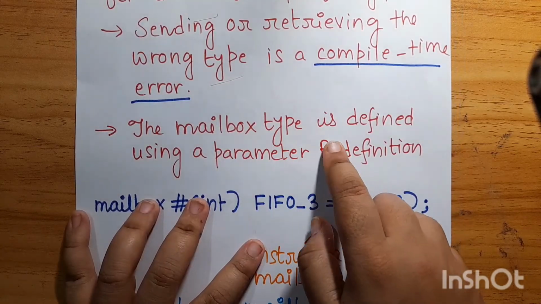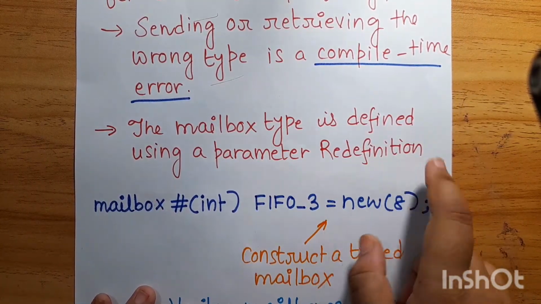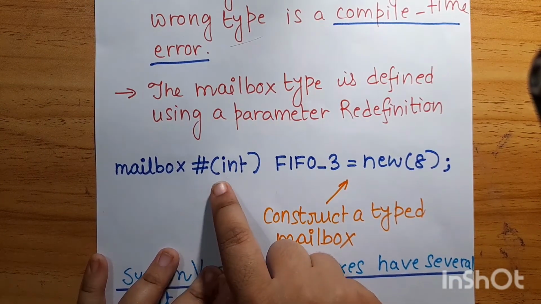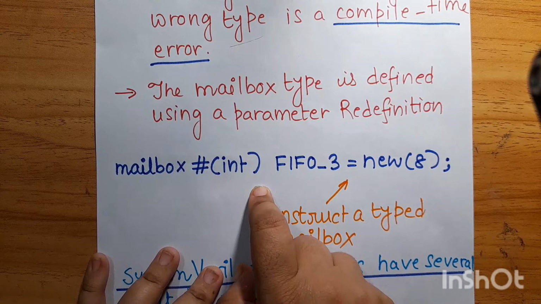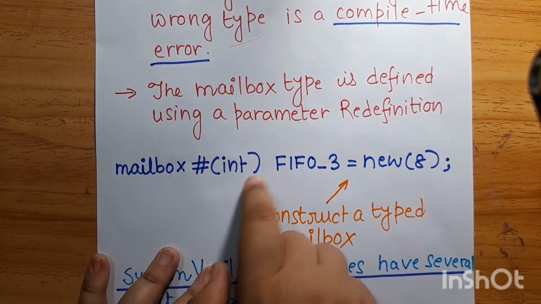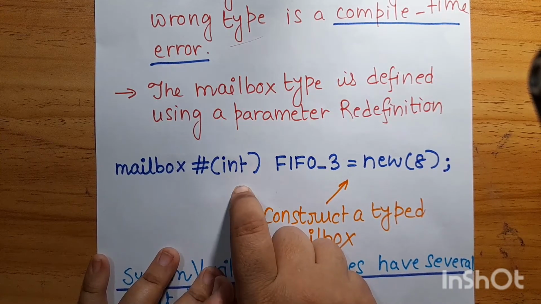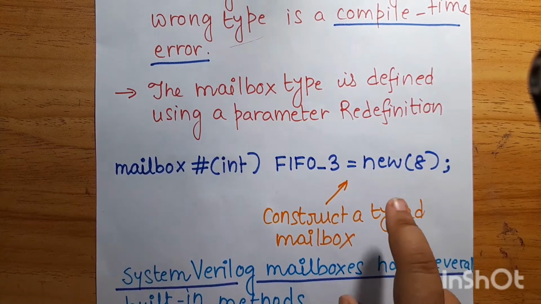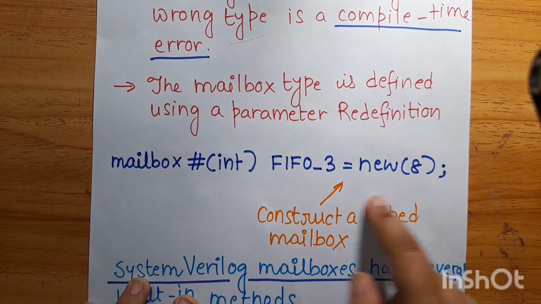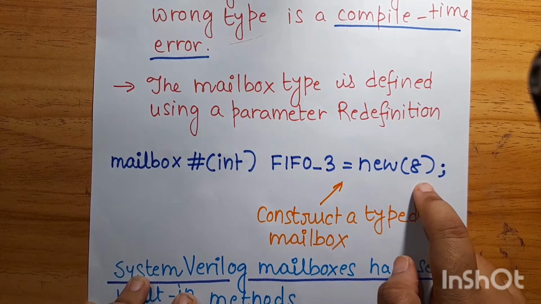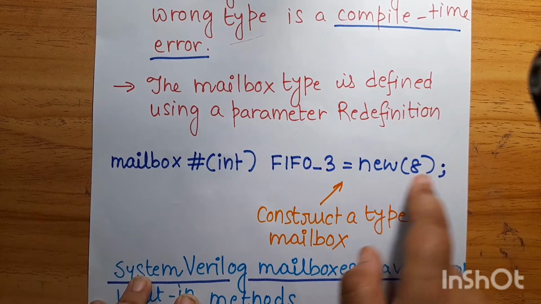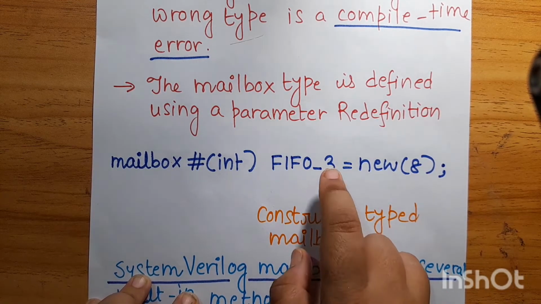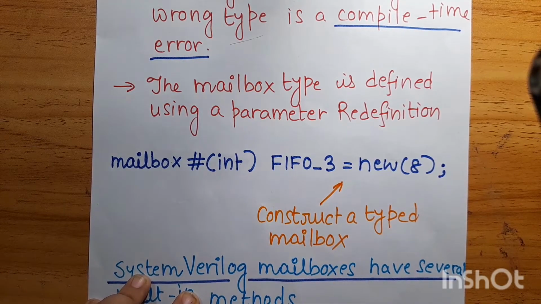The mailbox type is defined using a parameter redefinition. See how the parameter is passed. In Verilog also, you have seen how parameters are passed. Similarly, mailbox, hash, inside brackets the data type. Here it is integer. FIFO_3 is equal to new(8); so this is how you construct a mailbox. The size of the mailbox is 8, so it is a bounded mailbox, and the data held inside this FIFO_3 mailbox is of type int.